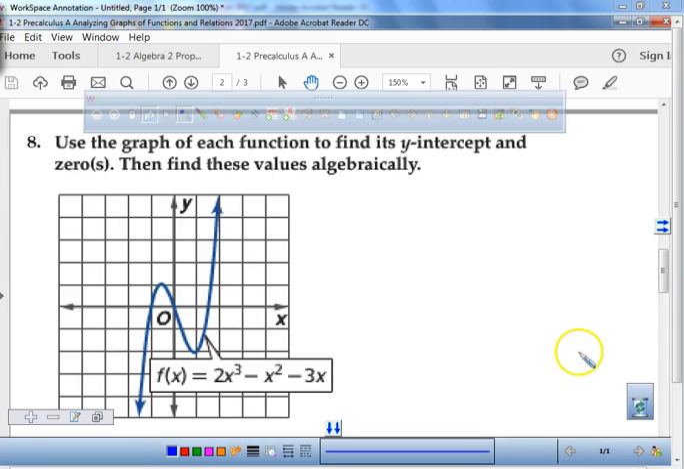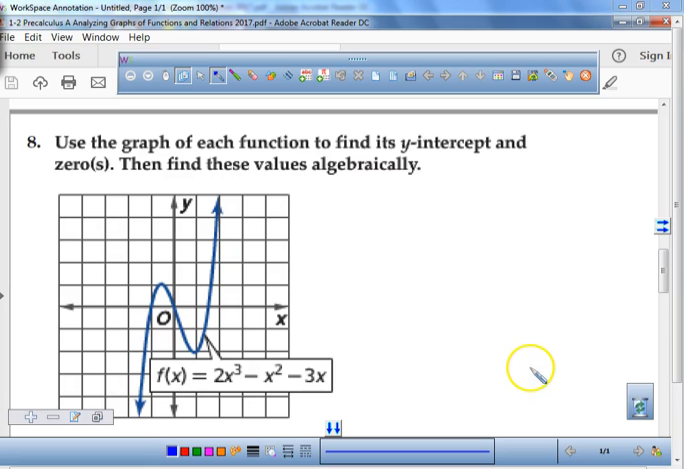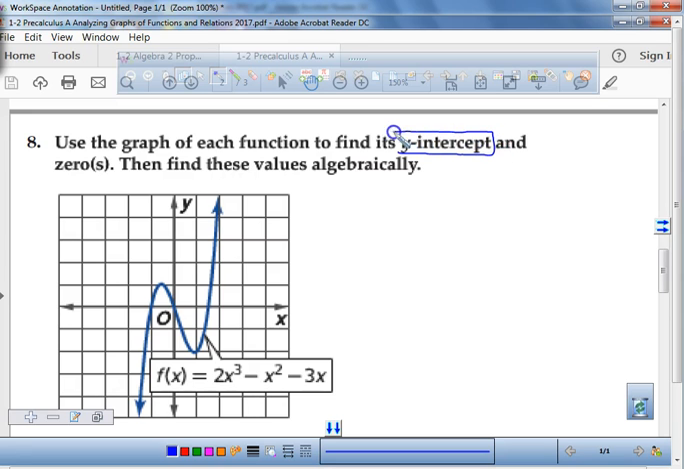All right, we are continuing to analyze graphs and functions. Today we're going to take a look at this function right here, 2x cubed minus x squared minus 3x. When it says use the graph of each function to find its y-intercept and zeros, what it's asking you to find is where it touches the y-axis.